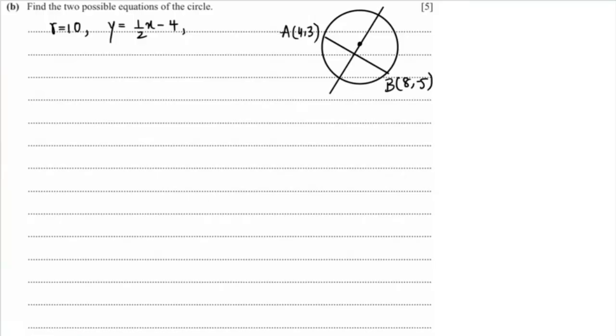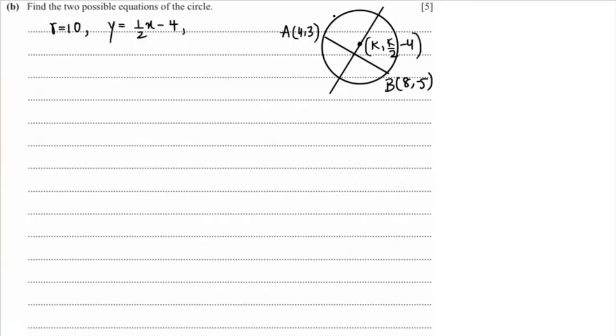So a clever way of solving this problem is that you can suppose that, let's say, the x coordinate of the center is k, I'm just choosing a letter. The y coordinate, since it lies on the line y = 1/2 x minus 4, will be k over 2 minus 4, right?